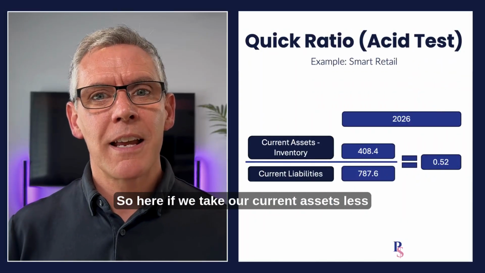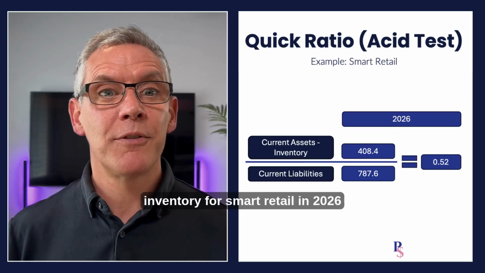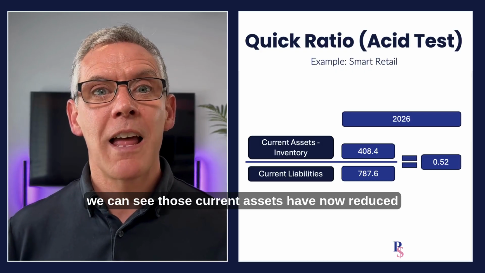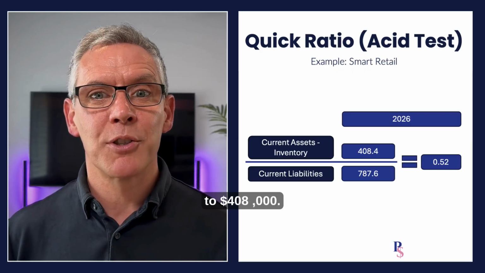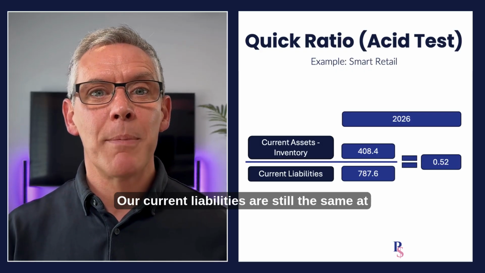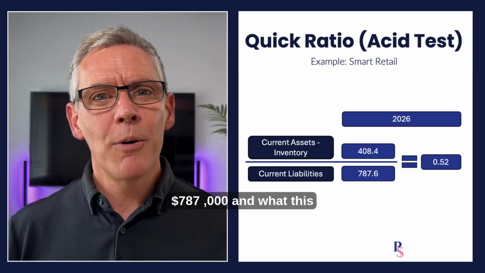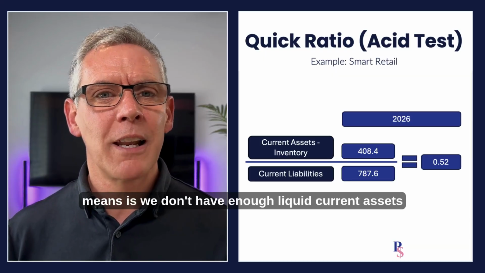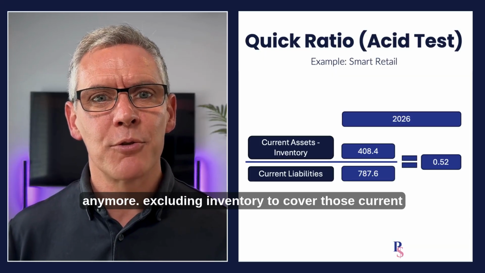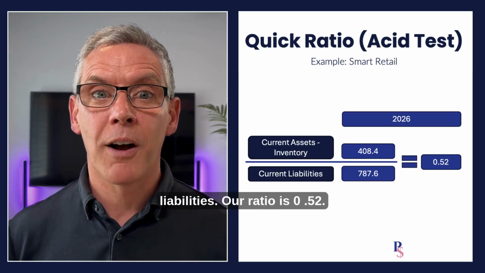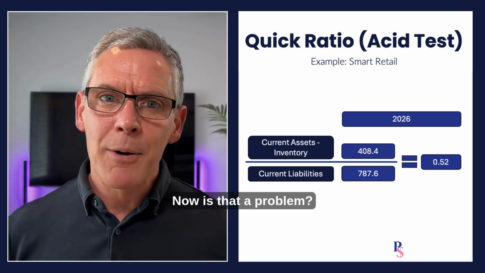So here, if we take our current assets less inventory for Smart Retail in 2026, we can see those current assets have now reduced to $408,000. Our current liabilities are still the same at $787,000. And what this means is we don't have enough liquid current assets, excluding inventory, to cover those current liabilities. Our ratio is 0.52.